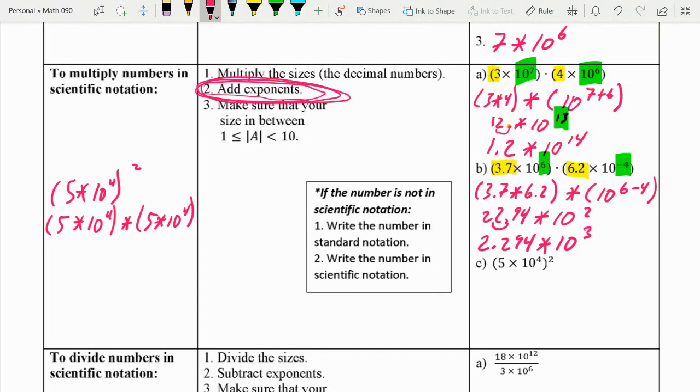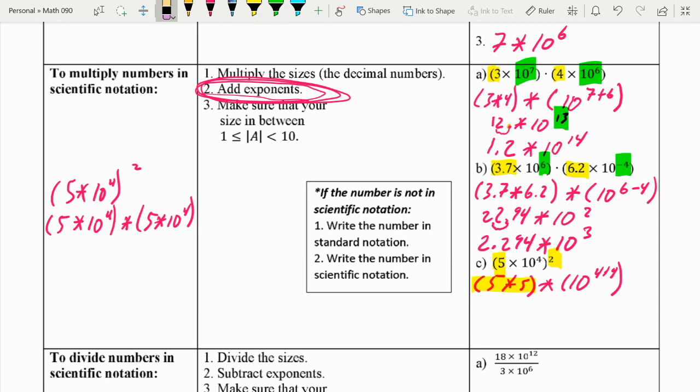So when we do that, now I'm going to just write underneath the problem. All it's telling me to do is 5 times 5 times 10 to the 4 plus 4. That's all it's telling me to do. Now, if you really look at this, 5 squared, what did I do? I wrote 5 two times.